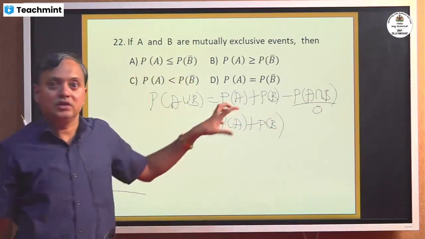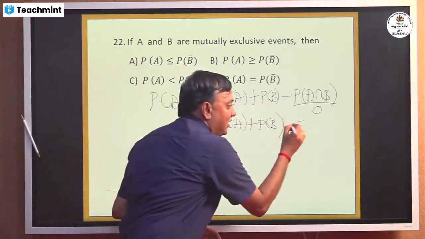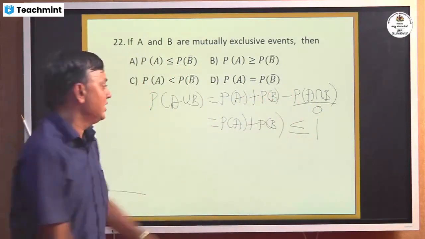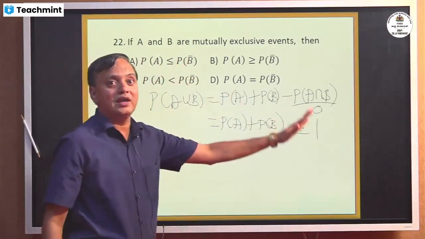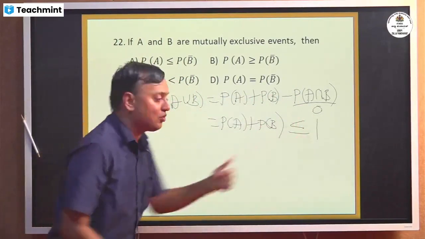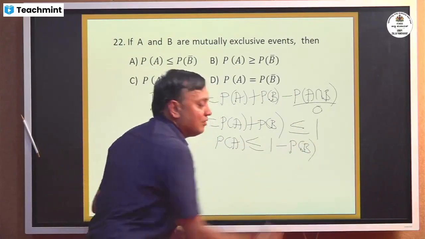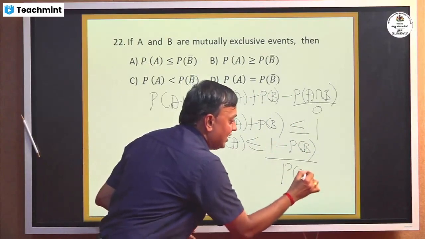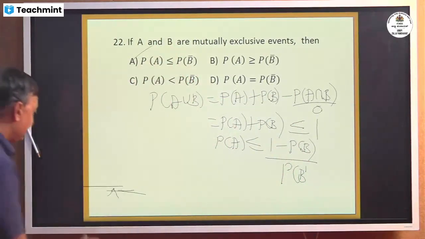We know the probabilities of any event are always greater than or equal to 0 and less than or equal to 1. So their sum is less than or equal to 1. Mutually exclusive and exhaustive gives equal to 1, or less than. So P of A plus P of B is less than or equal to 1, or P of A is less than or equal to 1 minus probability of B. We know 1 minus probability of B is probability of not B, or probability of B dash. So the answer is A. Next question.